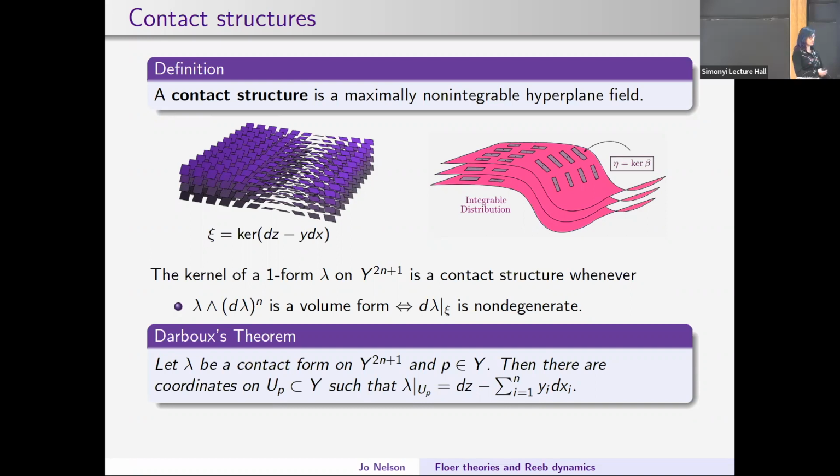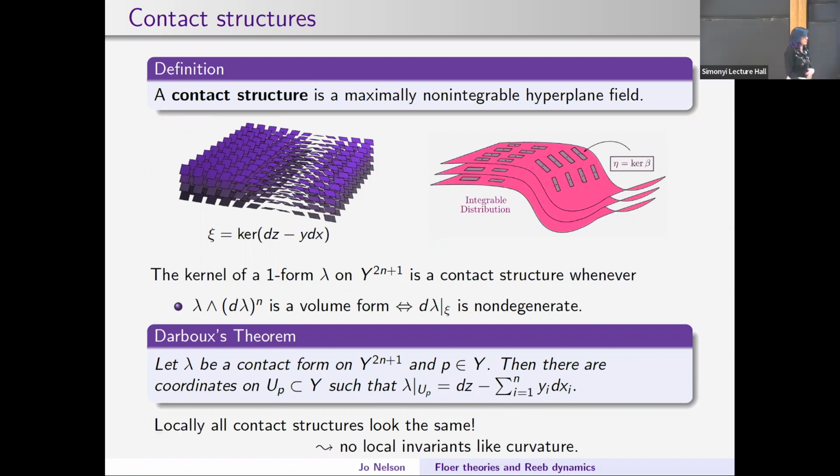locally you can always transform a point in a contact manifold, you can shift it to be the origin, and the contact form takes on the standard contact form structure in R^(2n+1). And so this tells us that locally, in some sense, all contact structures look the same. And so that means that there's no local invariants like curvature for us to study. And the subject turns into one that's kind of like a strange mix of both geometry and topology.